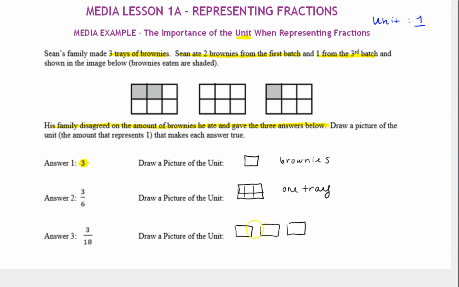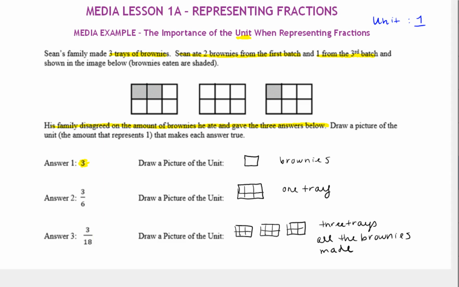So let's draw the 3 trays. So if the unit is, we'll say 3 trays, or you could think of it as all the brownies made, then you could say that Sean had 3/18 of all of these brownies.